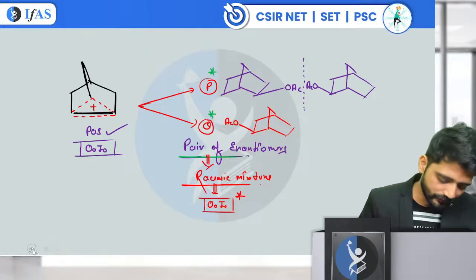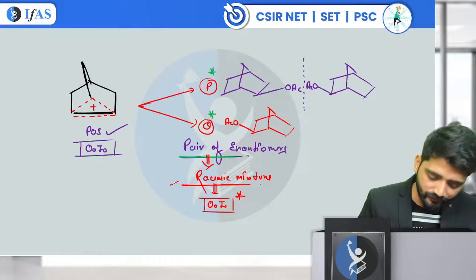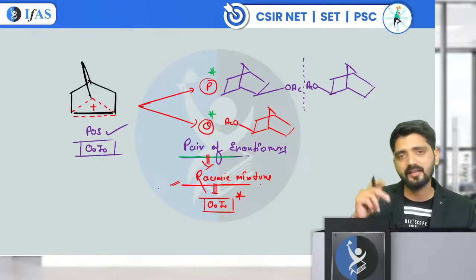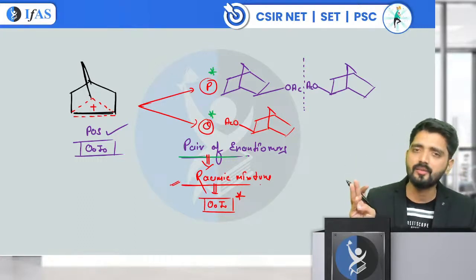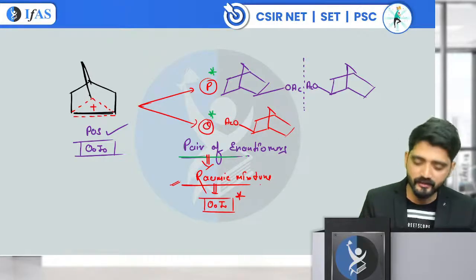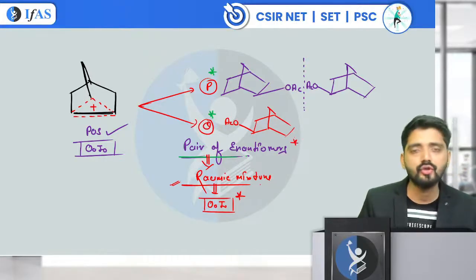So now it becomes very important to understand that in this first scenario, when we have the OTs at the exo position, we form a racemic mixture as a product. The products are going to look like this. They are going to be a pair of enantiomers of each other.